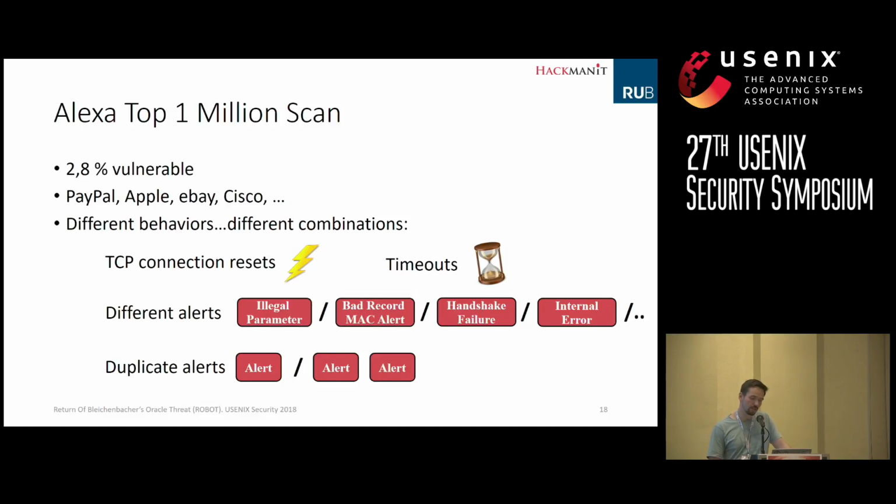In some cases, the implementations attempted to implement the countermeasure, so they sent only a general alert message like bad record MAC, always the same. But in case the client key exchange was PKCS#1 valid, they sent only one alert message, and in case it was invalid, they sent two alert messages. Okay, this was kind of nice.